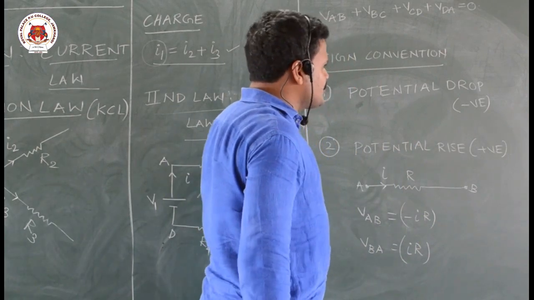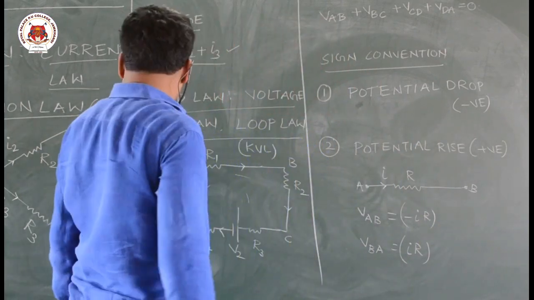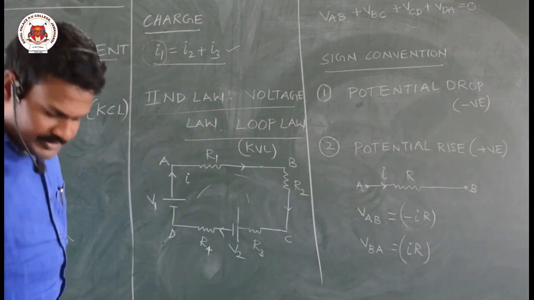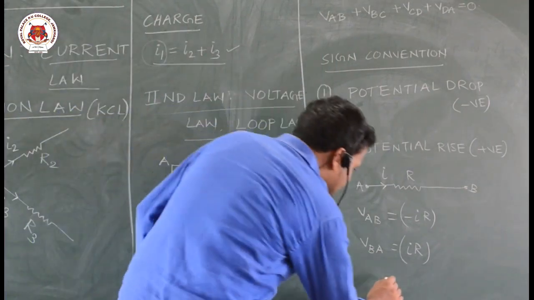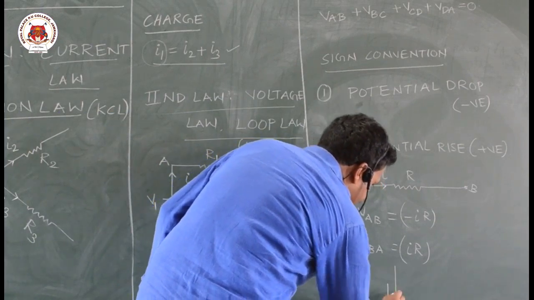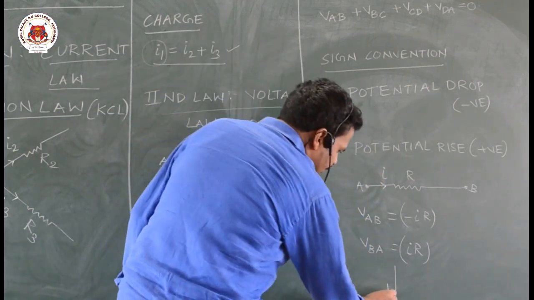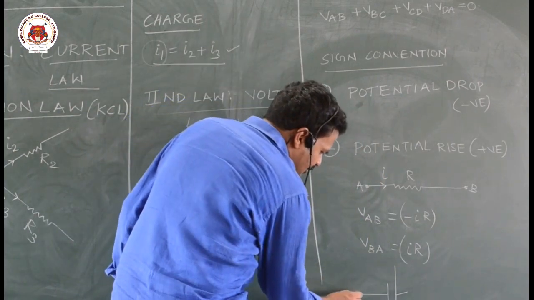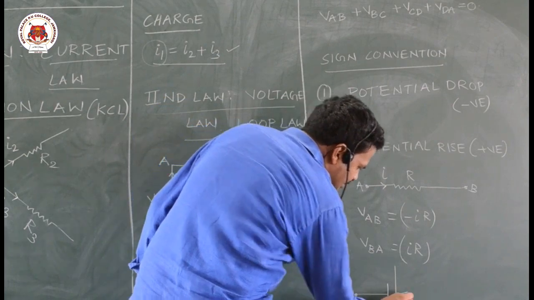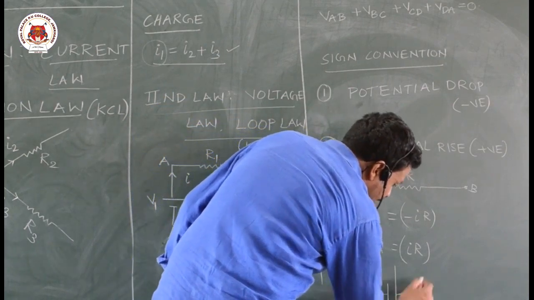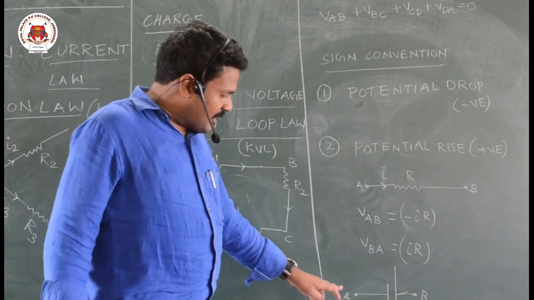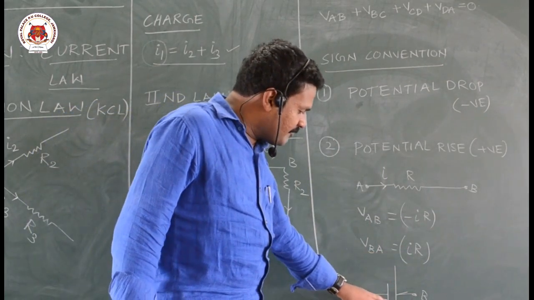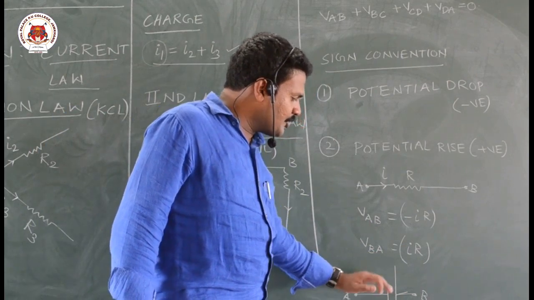Now when you are coming to a cell, let us consider a cell here. This is a cell having a potential difference V. Let us give names to its terminals. This I will take as A, this I will take as B. Now when I am moving from A to B, first I am moving from negative potential to positive.